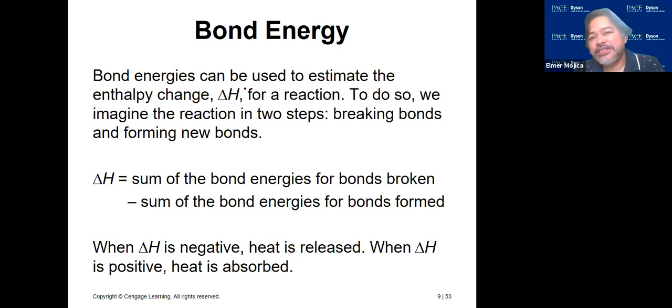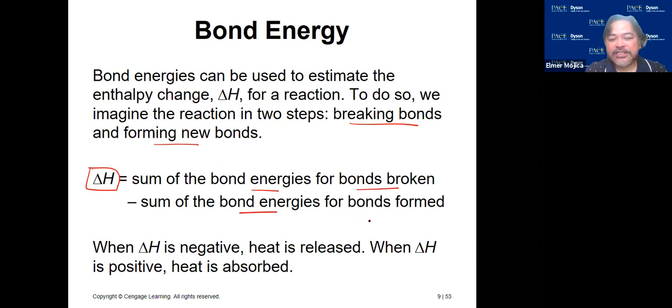You can use bond energy to estimate the enthalpy change. To do so, we imagine the reaction is two steps: the breaking of the bonds and the forming of the bonds. New bonds can only be formed if old bonds are broken. The enthalpy change is the sum of the bond energies of the broken bonds, minus the bond energies of the bonds that are formed. When delta H is negative, heat is released, or you have an exothermic reaction, which you're going to learn in chapter 6. When delta H is positive, heat is absorbed, which means it's endothermic.